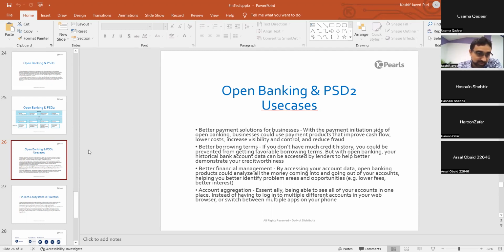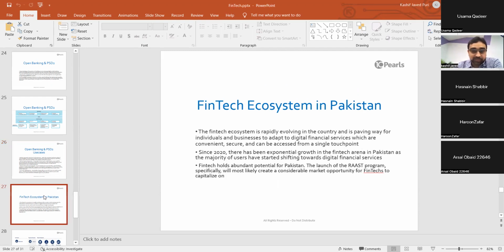So now let's move to the fintech ecosystem in Pakistan. As per my analysis, research, working with the international banks and my colleagues working in the local banks, I see that the Pakistan financial industry is evolving at a huge, or I would say rapid speed. They are growing very fast.